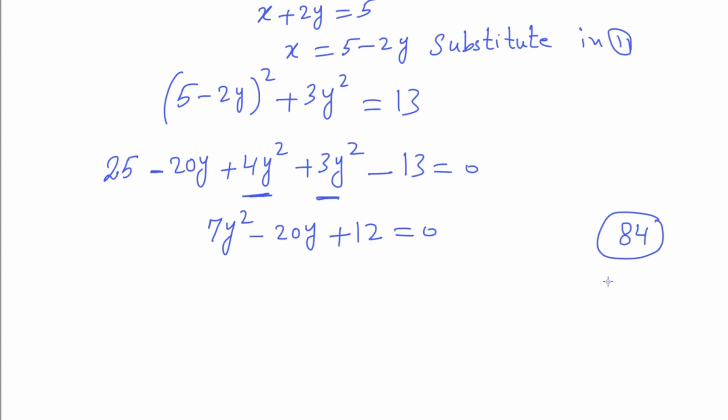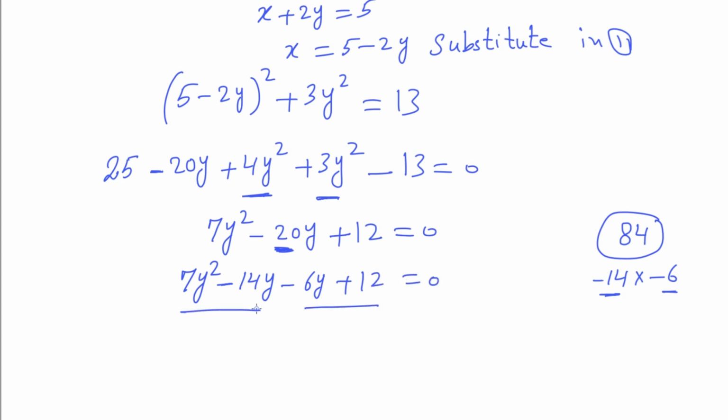There are many pairs, but only negative 14 and negative 6 will make 84 positive, and if you use these two numbers here, it will make negative 20. So we can factorize, we can separate the middle number into these two numbers. So it will be 7y squared minus 14y minus 6y plus 12 equals 0. Now find the common factor between the first two. Common is 7y and it is left with y minus 2, and here common is negative 6, so it is left with y minus 2 equals 0.